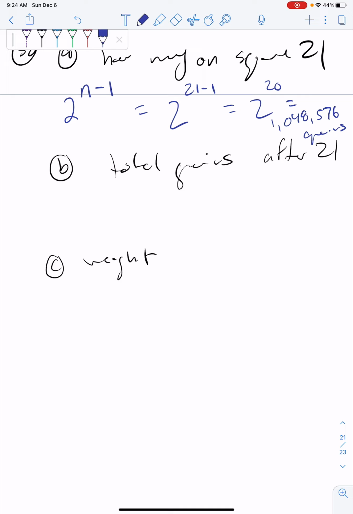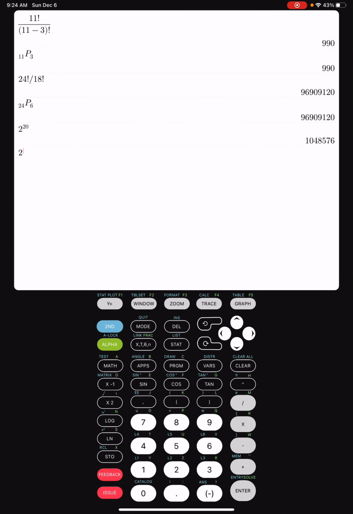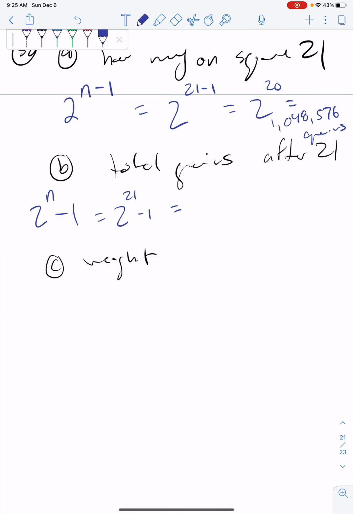To find the total at that point, I still do 2 to the n, but the minus 1 drops down here. 2 to the n minus 1, which is 2 to the 21 minus 1, which when I plug that in, 2 raised to the 21 minus 1. I got to make sure the minus 1 is down below, which it is not. There we go. Minus 1. 2,097,151. Holy smoke. Okay.